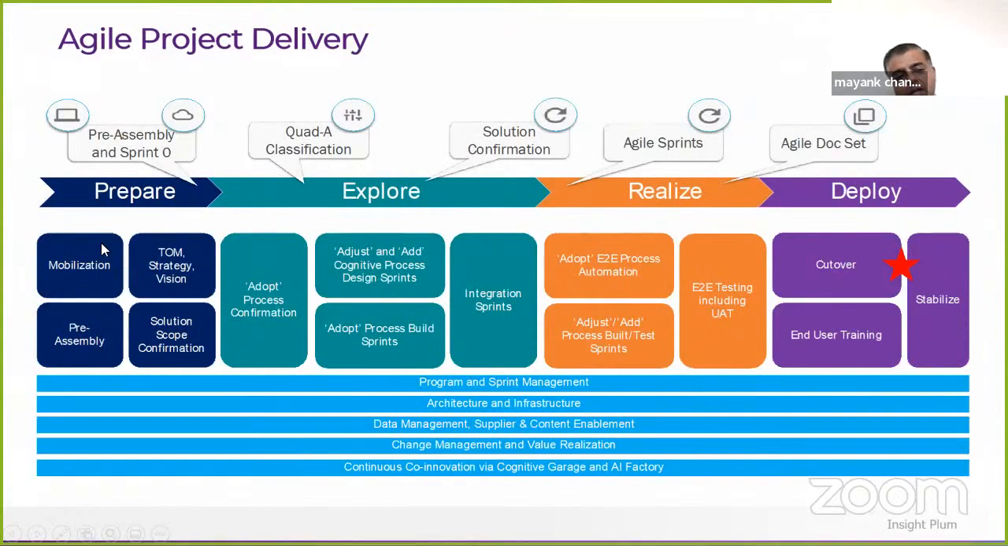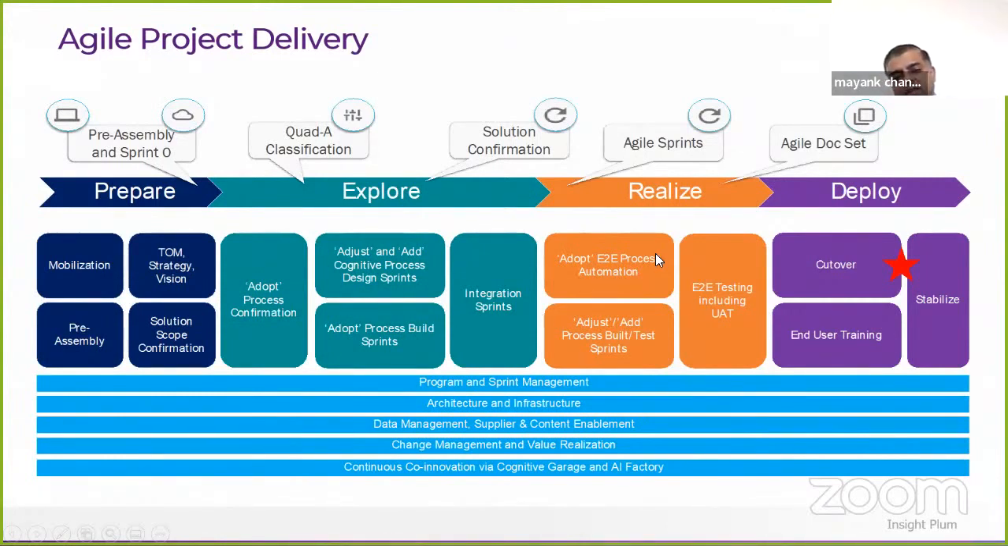So you have a prep phase where you mobilize your project, you get together your pre-assembled solution, you define a target operating model, the strategy and vision, and you also have the confirmation of the solution scope. With all this in mind, then you come into the design or the explore phase, and here you are looking at the core principles, which is basically you have the ability to adopt as much as possible the process and adjust and add process design sprints as needed, and also then have the integration sprints to build additional functionality. The adopting of the end-to-end process and realization, that is then the effect of an effective design, and you are able to adjust and add process and then test that process.